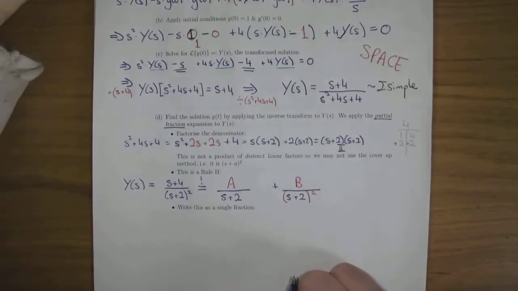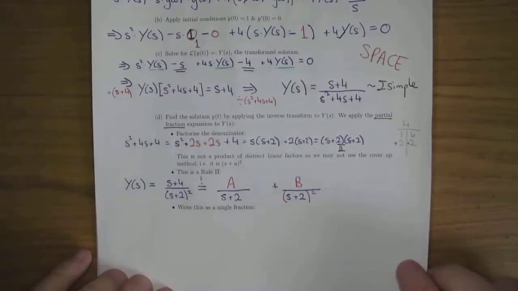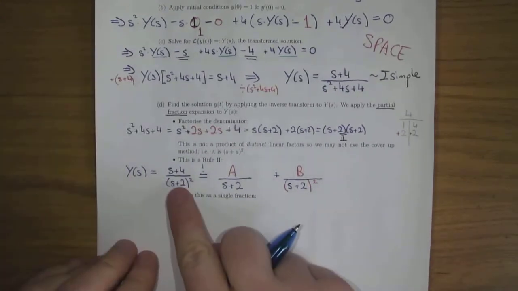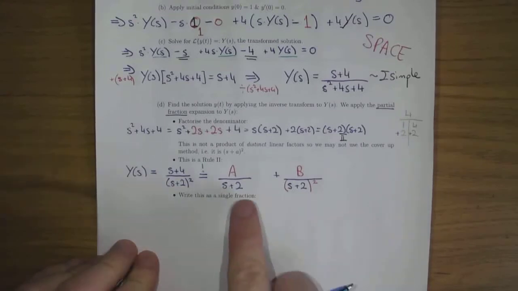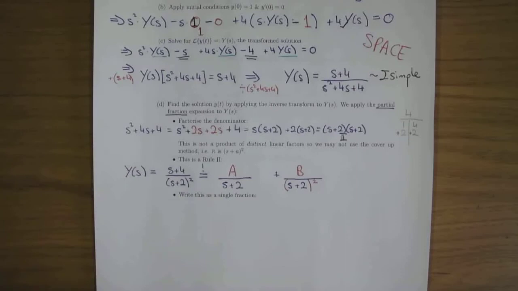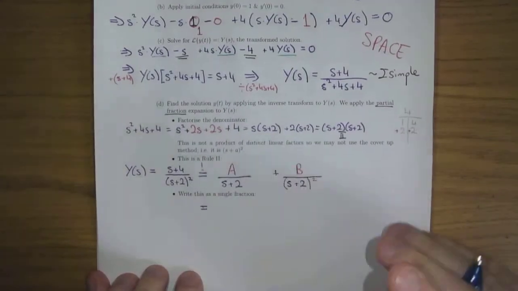The best way to compare these things is to write the right hand side as a single fraction with the bottom the same. So what that means is I want to write this as a single fraction with a common denominator of (s + 2) squared. So my recommendation is, okay, this is over (s + 2) squared, that's fine. Do something with the first term here.